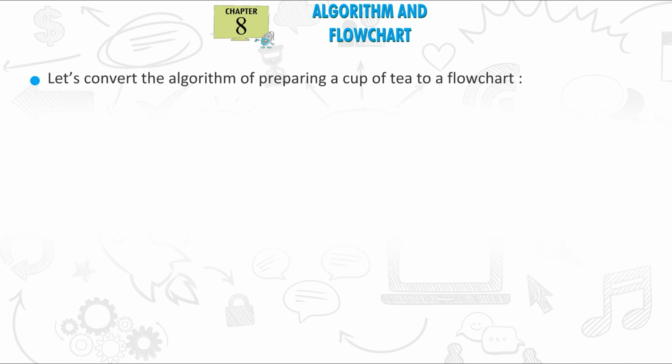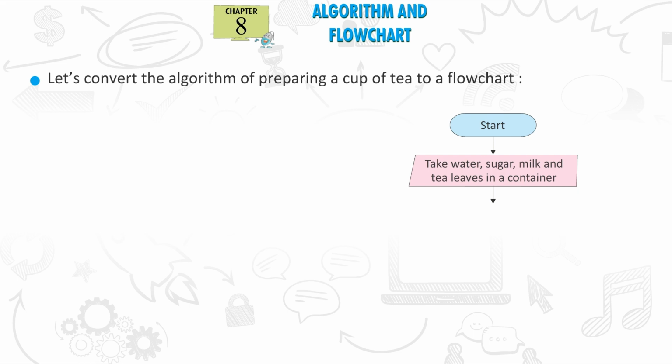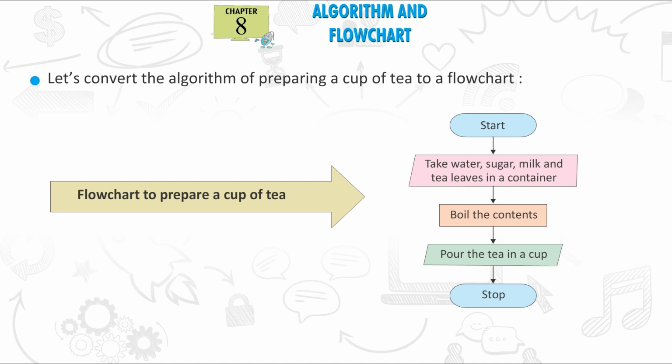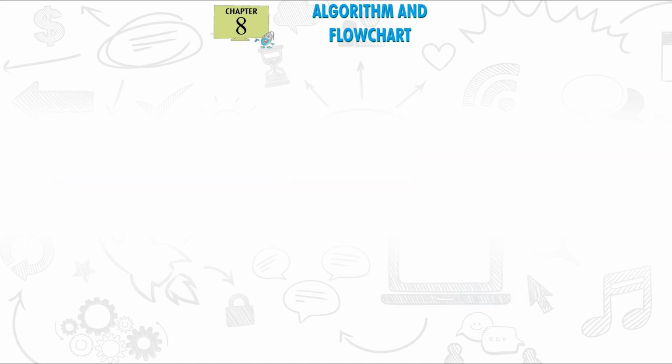Let's convert the algorithm of preparing a cup of tea to a flowchart. Start. Take water, sugar, milk and tea leaves in a container. Boil the contents. Pour the tea in a cup. Stop. Flowchart to prepare a cup of tea.